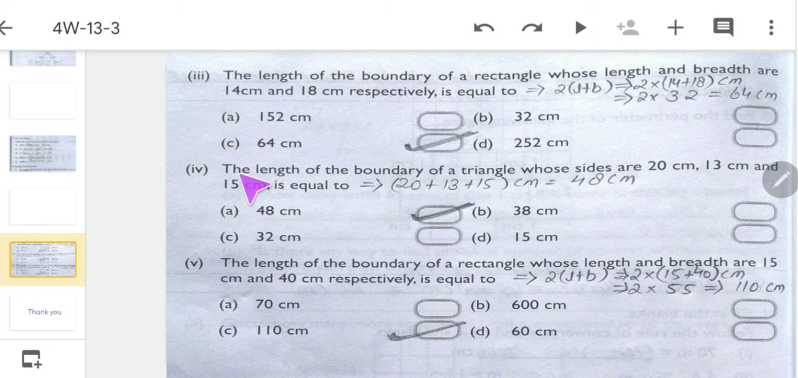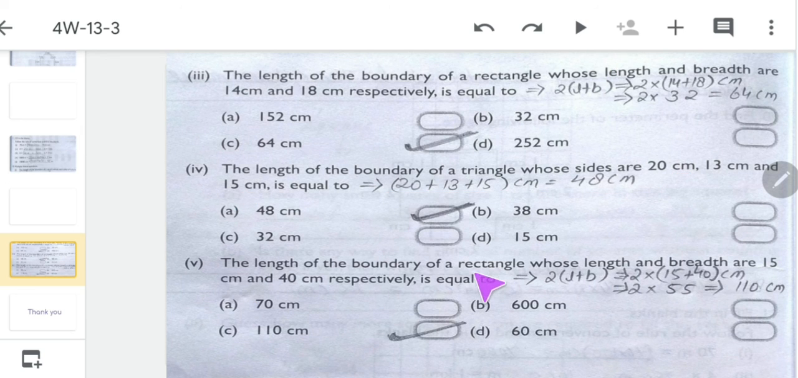Now the second last is the length of the boundary of the triangle whose sides are 20, 13 and 15. We have to add all these three. So the sum is 48. So our answer A is correct.